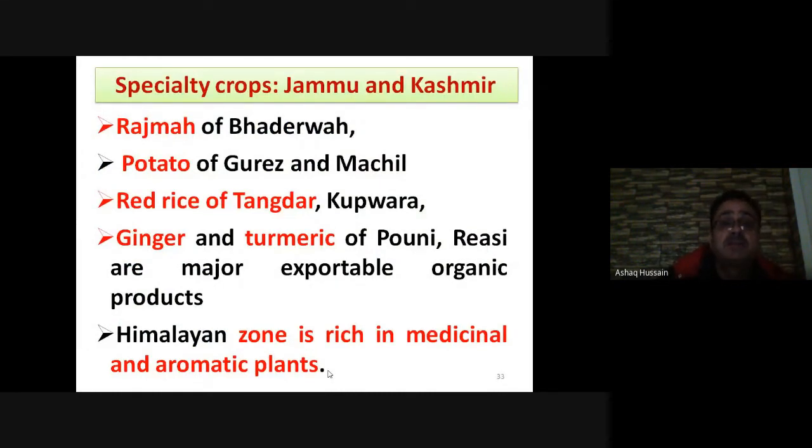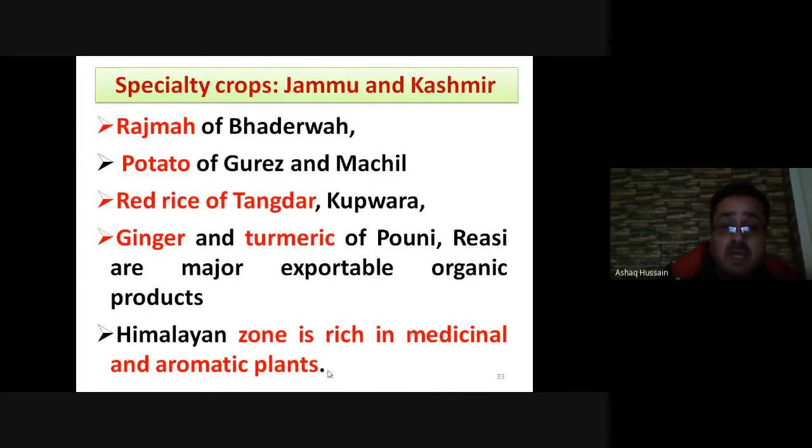Then we have also some specialty crops. For example, rajma is highly preferred from Bhadrawah areas. And similarly, from cold regions such as Kurez and Machil, we have high quality potato. We have Haripura potato from Shopian area also. Then red rice from Tandar, ginger and turmeric from some parts of Jammu, Poonch, Reasi and other parts.